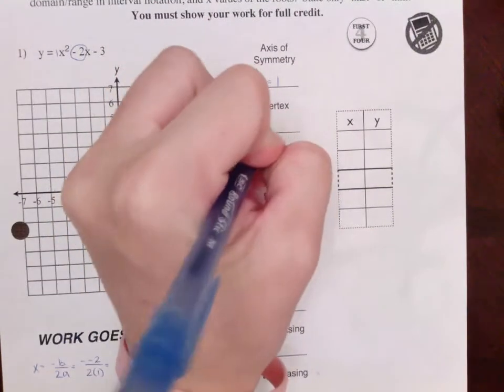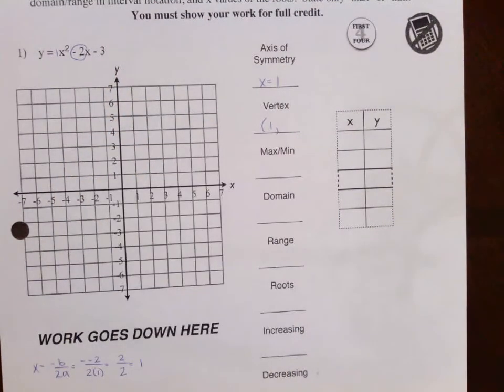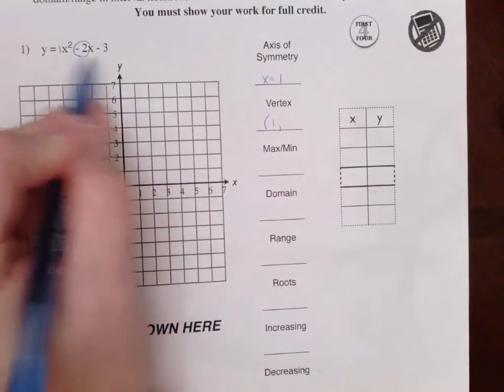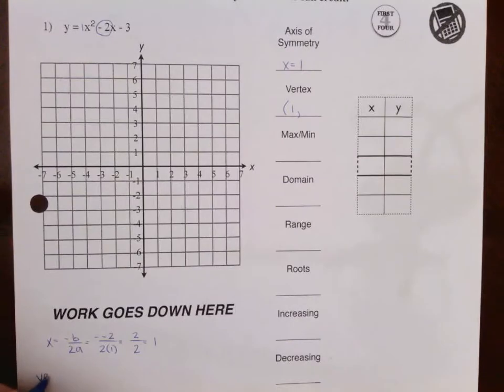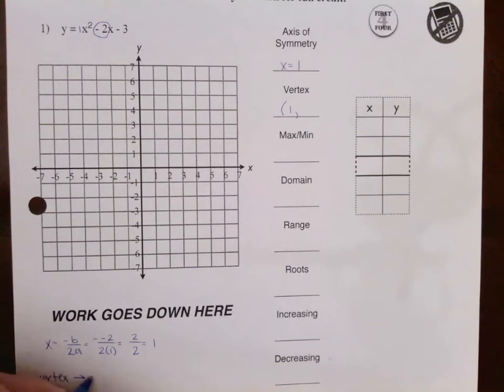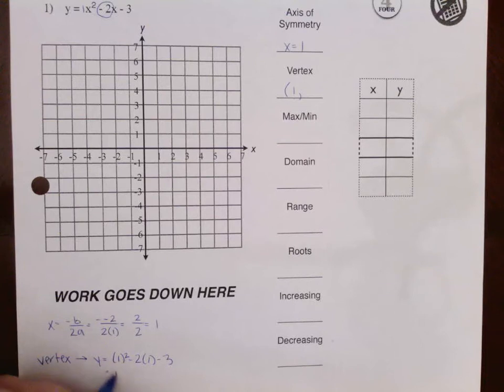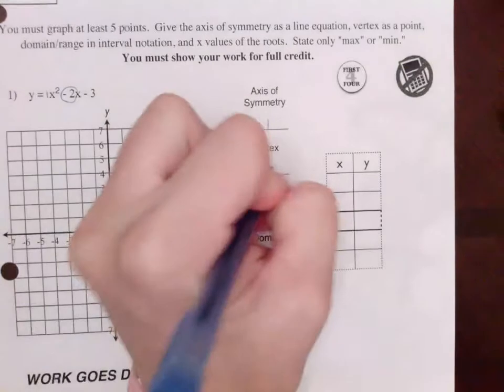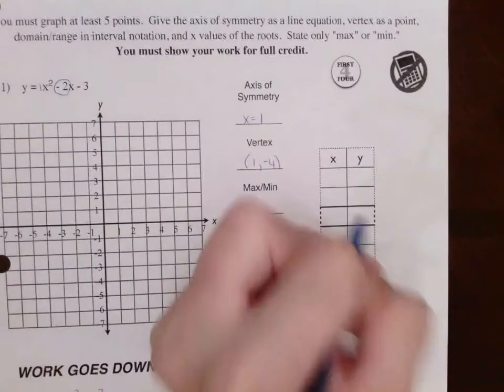Axis of symmetry gives you the x coordinate of the vertex. To find out what y is, we take that x value and plug it back in here for x to get y. So to find the vertex, I'm going to say y is equal to 1 squared minus 2 times 1 minus 3. 1 squared is 1. Negative 2 times 1 is negative 2, and then minus 3. We clean that up. 1 minus 2 is negative 1. Negative 1 minus 3 is negative 4. So the y value is negative 4. I'm going to plug that into my table.